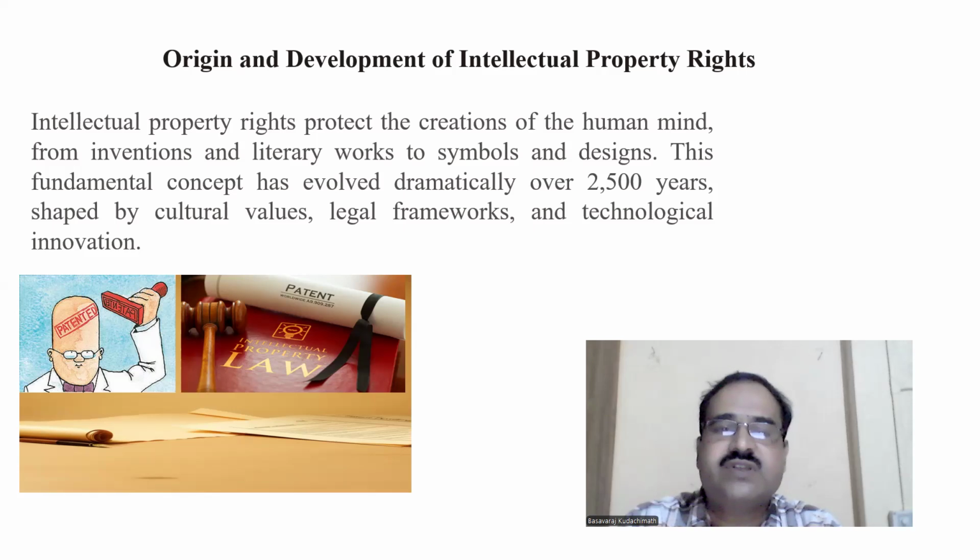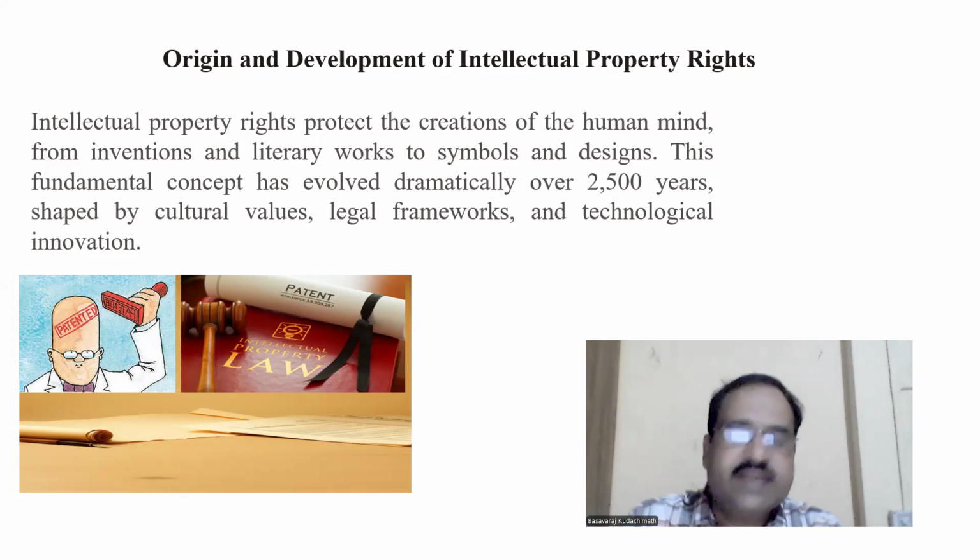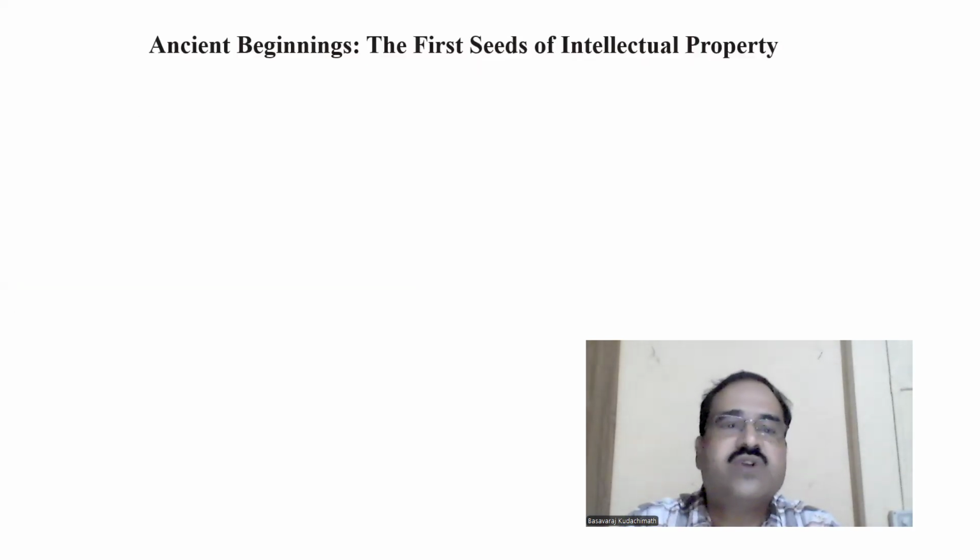Intellectual property rights protect the creations of the human mind from inventions and literary works to symbols and designs. This fundamental concept has evolved dramatically over 2,500 years, shaped by cultural values, legal frameworks, and technological innovations. 2,500 years is not a small term. Right from that, before 600 BC itself, there are certain instances which have upheld the intellectual property rights of the artisans, artist people, and creations of designs for the ship and all that. Let us discuss today how this has evolved in the historical way.